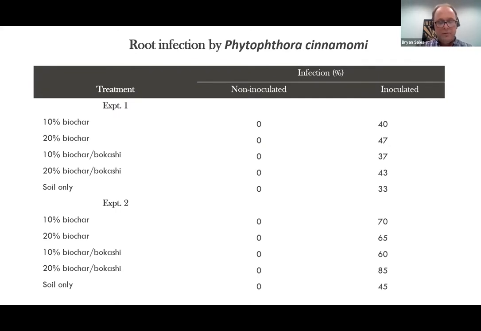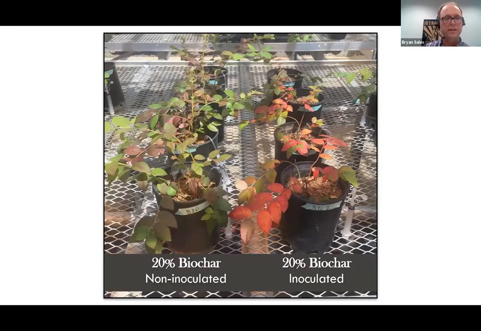Okay, then we used these root assays to quantify the percent root infection of the pathogen P. cinnamomi. And as you can see here, all of the plants that were inoculated did become infected, while the non-inoculated remained disease-free. So this confirms that biochar did not offer any type of disease suppression mechanism in this study. Alrighty, so here's a picture of plants on the left that were grown in 20% biochar, and then a picture on the right of plants that were grown in soil that had been inoculated also with the 20% biochar. So this is just another example of the visual symptoms that we saw.